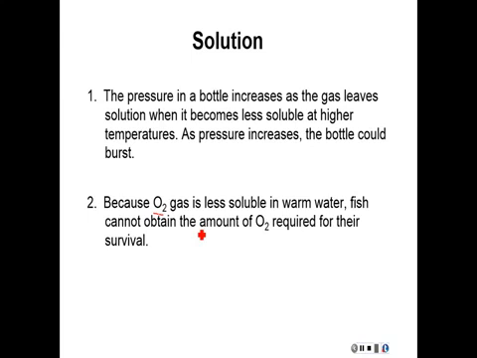As the water will warm up, they just lose that oxygen and they're going to suffocate. And that's the end of the slideshow.